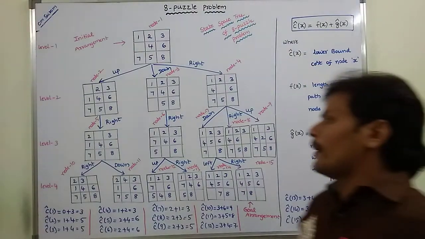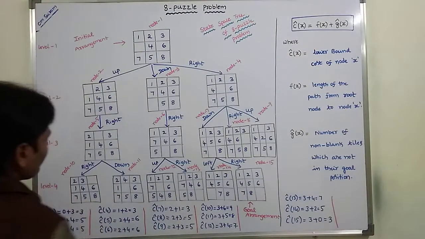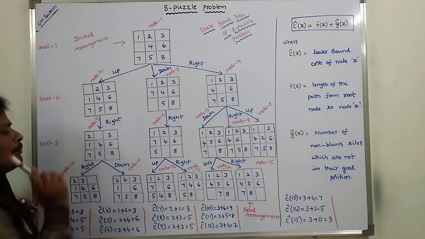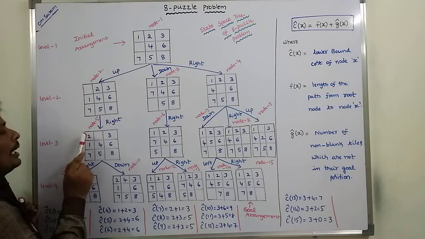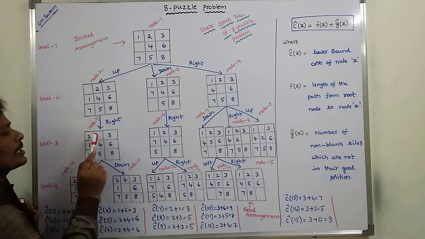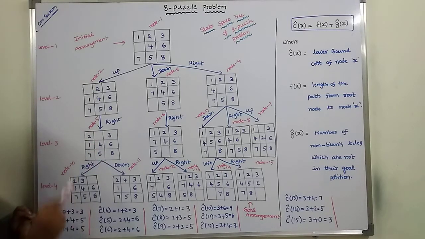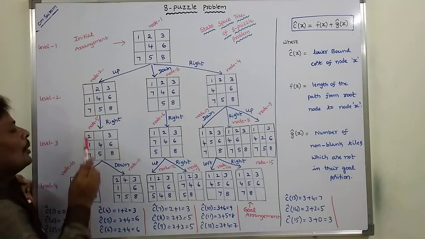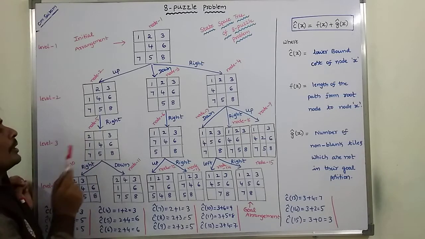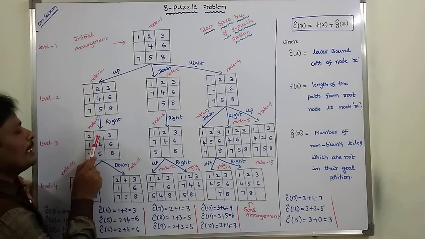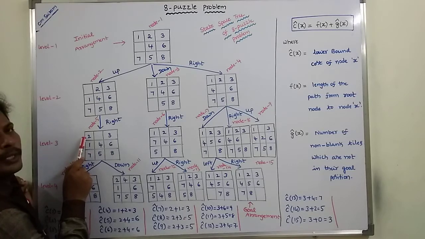Okay. Now go for node 5. So this is the empty slot. The empty slot can be moved to the left direction, right direction and down direction. There is no possibility of the up direction. Okay. Suppose the empty slot is moved to the left direction. So 2 can be moved to this place, and the empty tile can be moved to this place.